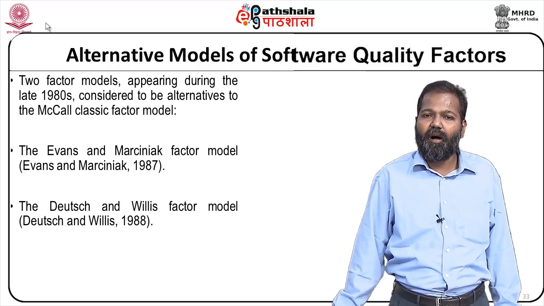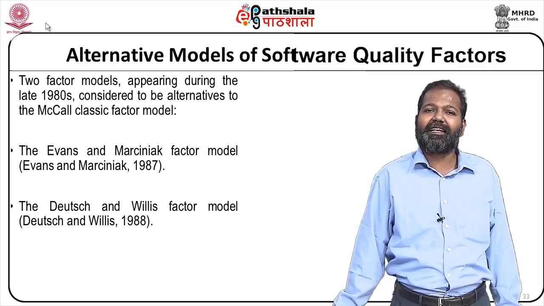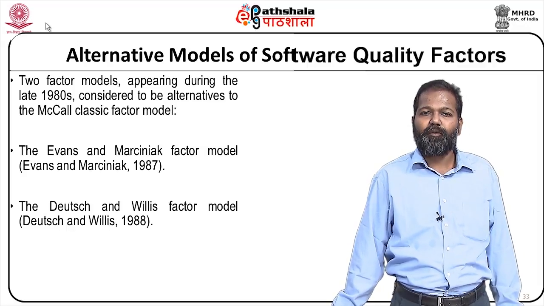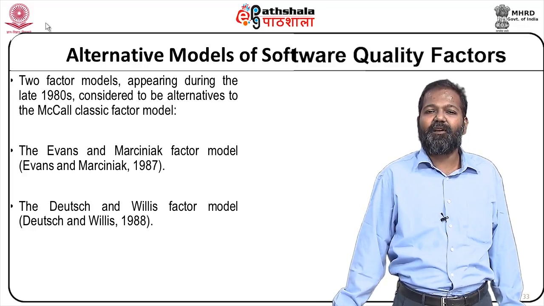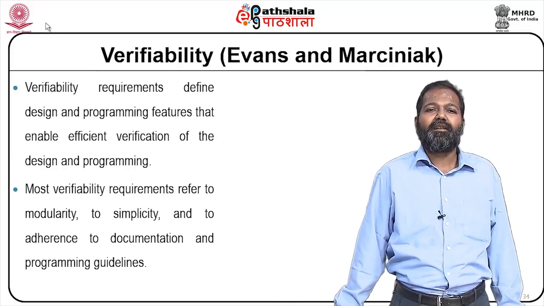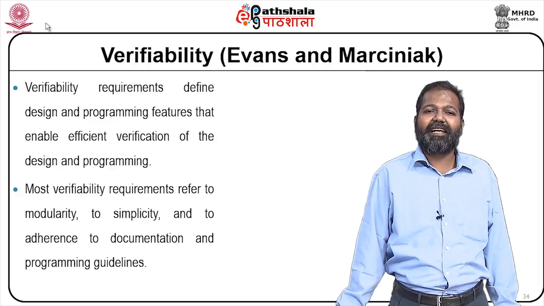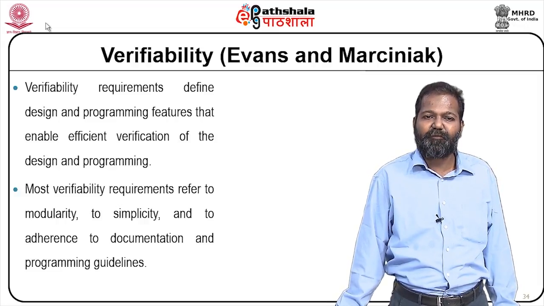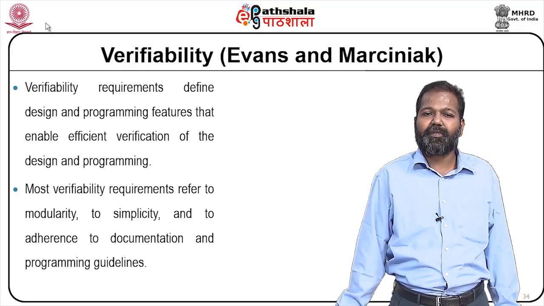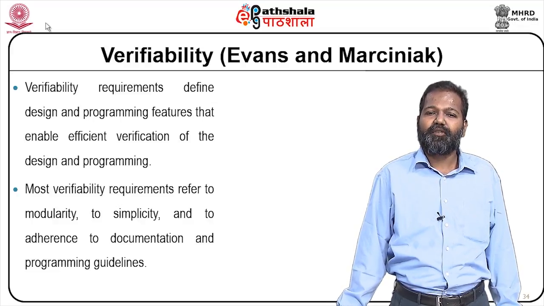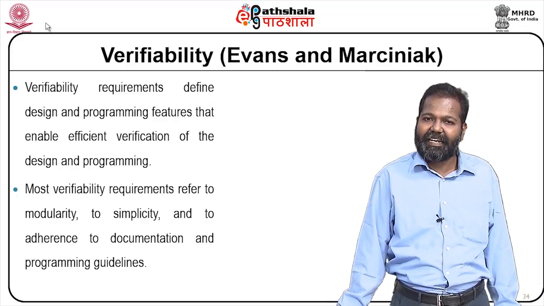Alternative models of software quality factors: two-factor models appearing during the late 1980s considered to be alternatives to the McCall's classic factor model, the Evans model and the Willis factor model. Verifiability requirements define design and programming features that enable efficient verification of the design and programming. Most verifiability requirements refer to modularity, to simplicity, and to adherence to documentation and programming guidelines.